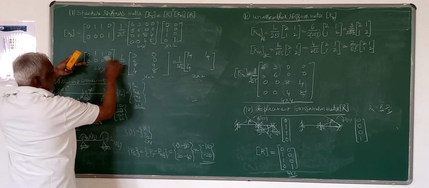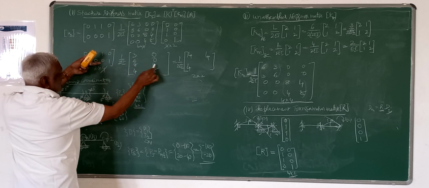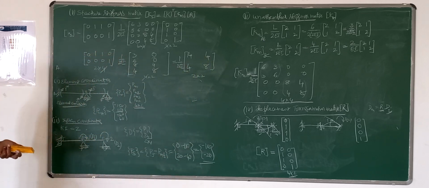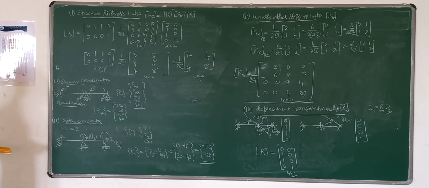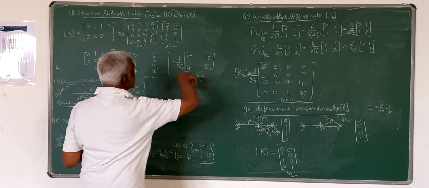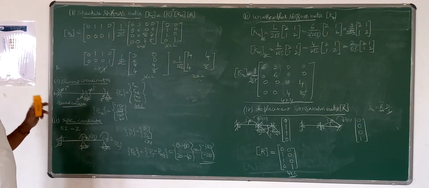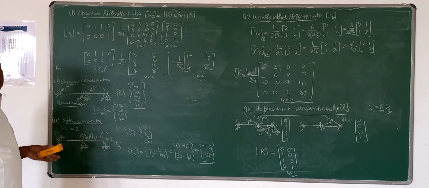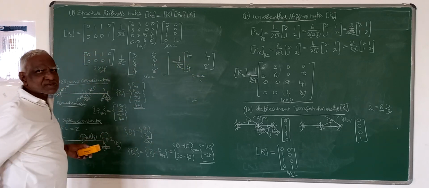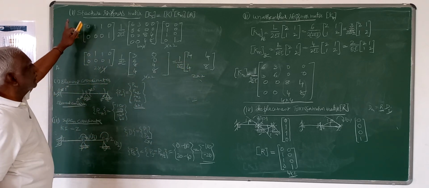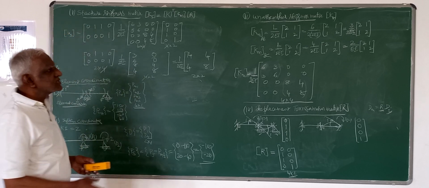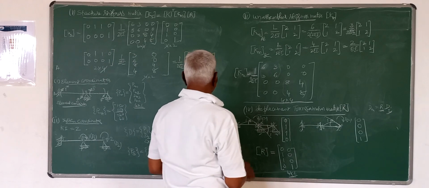Then the second column: 0, 0, 0, 1 into 8, 8. So that is the 2 by 2 matrix. So always, this structure flexibility matrix is a symmetric matrix. So it is a symmetric matrix. So that is your fifth step. You have to develop the structure stiffness matrix.